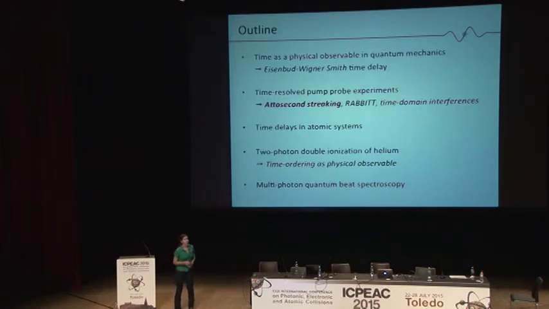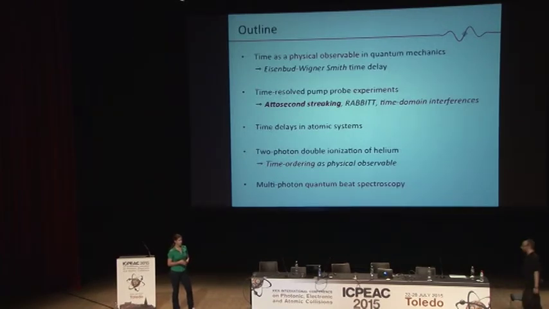So let me give you a brief outline of today's talk. I will first give a brief theoretical introduction into the Wigner delay, and then talk a bit about how such time delays can be measured in experiment. Then I will talk about time delays in atomic systems. Then we'll focus on two-photon double ionization in helium. And in the last part, I will give a brief outlook on another pump-probe experiment, quantum beat spectroscopy, which is also able to retrieve dynamical information on ionization processes.